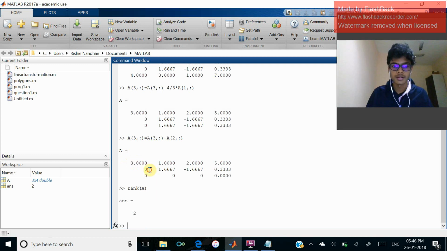And 2 is also the number of pivot variables. Referring to it again, please remember that pivot variables are the leading non-zero entries of any row, which are 3 and 1.6667 in this case. And also note that in the third row there are no pivot variables because all of the elements in the third row are 0, and for a pivot variable it has to be a non-zero entry, and also the leading term. So simply, the rank of the given matrix is 2, and that is also the number of pivot variables, hence verified. Thank you.